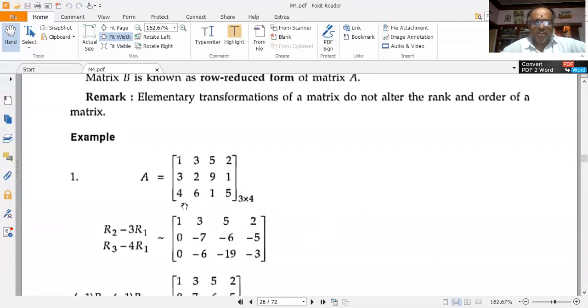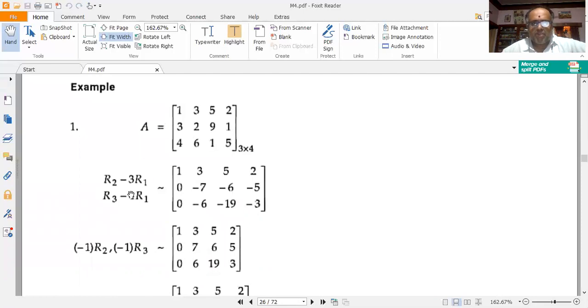Now we shall consider a 3 cross 4 matrix, capital A, which is given as 1, 3, 5, 2, 3, 2, 9, 1, 4, 6, 1, 5. So these are the elements of the 3 cross 4 matrix. How many elements are there in a 3 cross 4 matrix? 3 into 4 equal to 12. So 12 elements are there. Now let me apply the operations R2 minus 3R1, R3 minus 4R1. So it would be 3 minus 4 into 1. So I get 0. After applying R2 minus 3R1 and R3 minus 4R1, you can do this manually or using your calculator also.